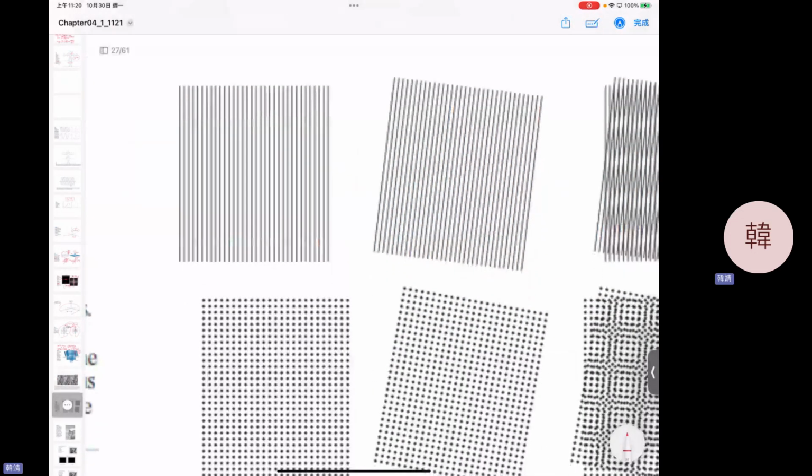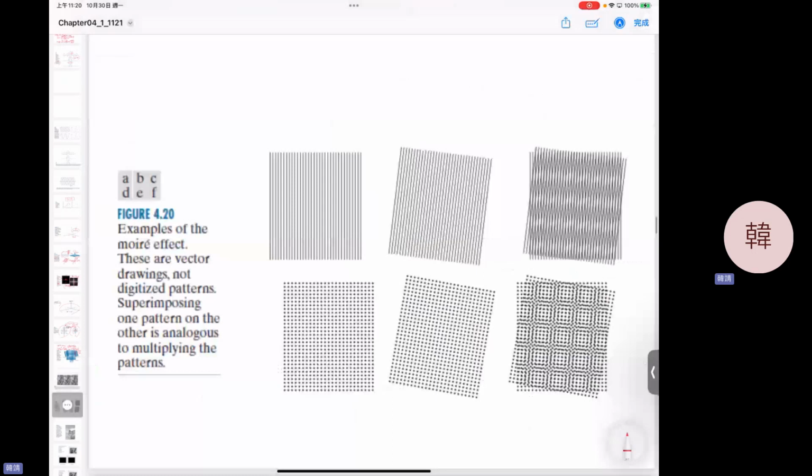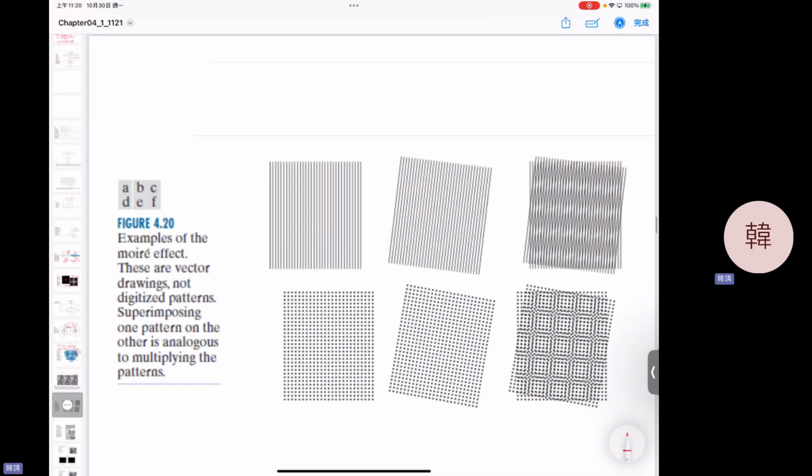Okay, so here's another example of this pattern. It's a very famous one, interference. It's called an example of the Moire pattern. Okay, so they are vector drawings, not digitized patterns, superimposing one pattern on the other. Okay, so it's just like a multiplication of these two images.